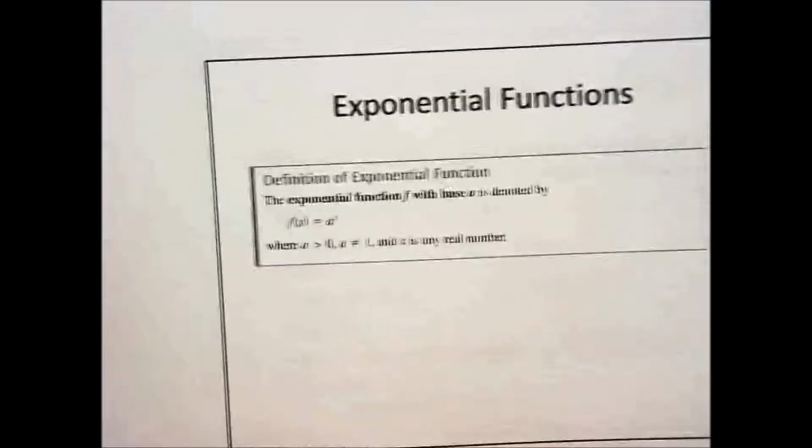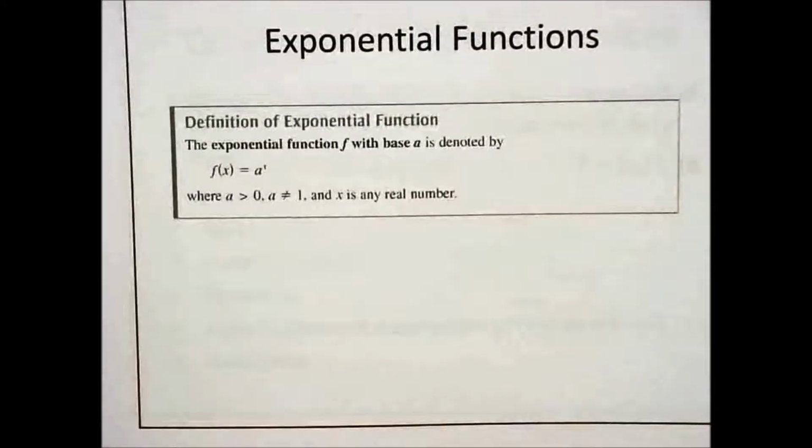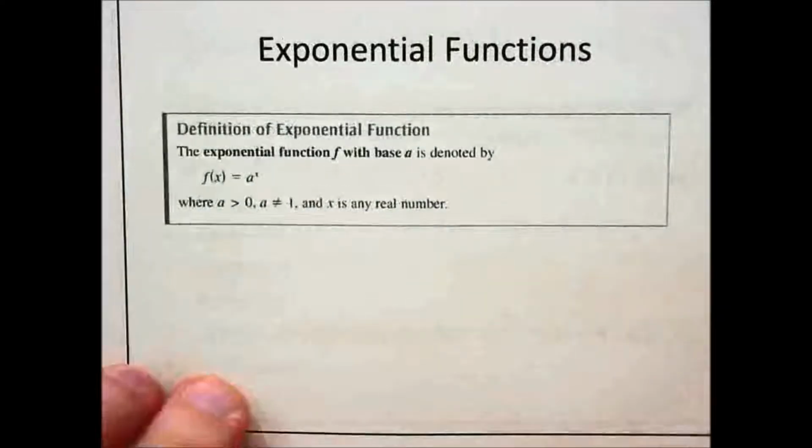So if it looks something like this, where I have a to the x, a being a number greater than 0, why couldn't a be 1? Because it would always be 1. 1 to anything would be 1. You just get a straight line.